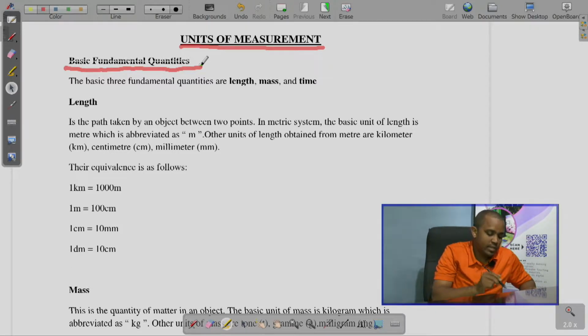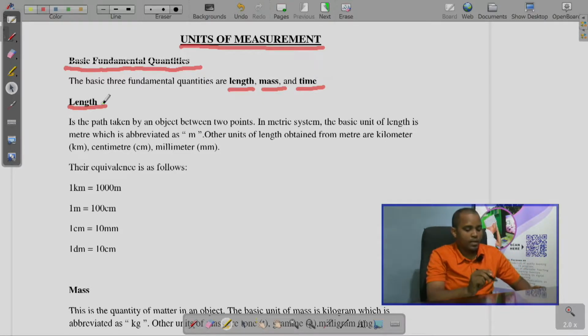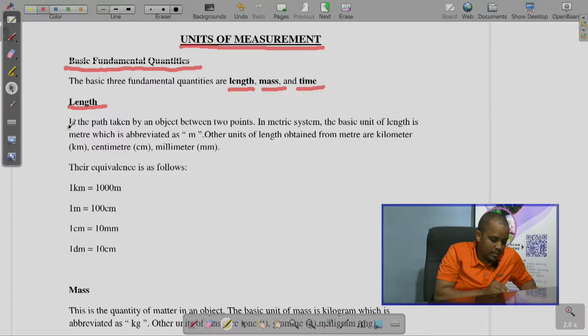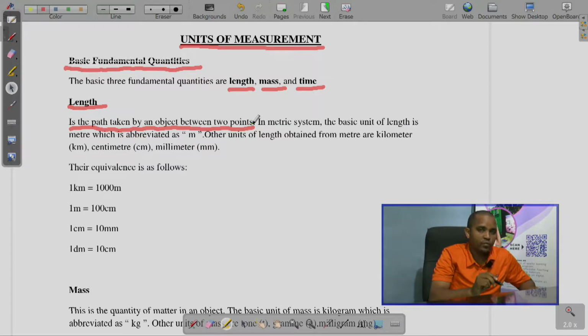Basic fundamental quantities are length, mass, and time. So let's start explaining what is length. What is length? A length is a path taken by an object between 2 points. A length can be defined as the path taken by an object between 2 points.